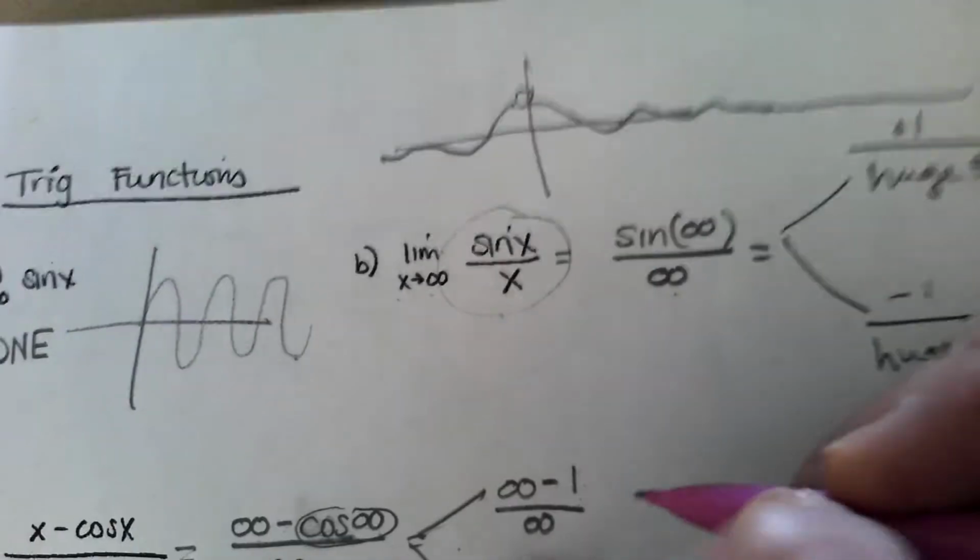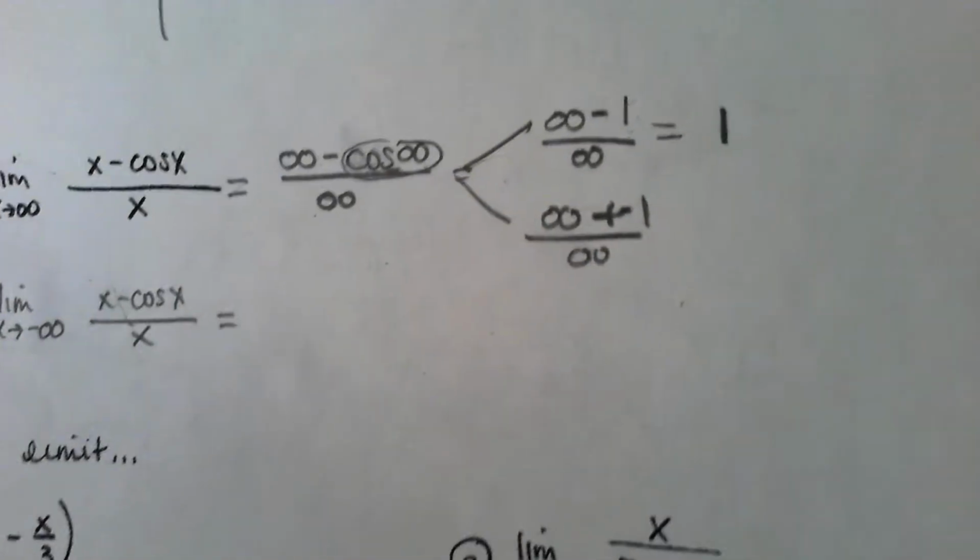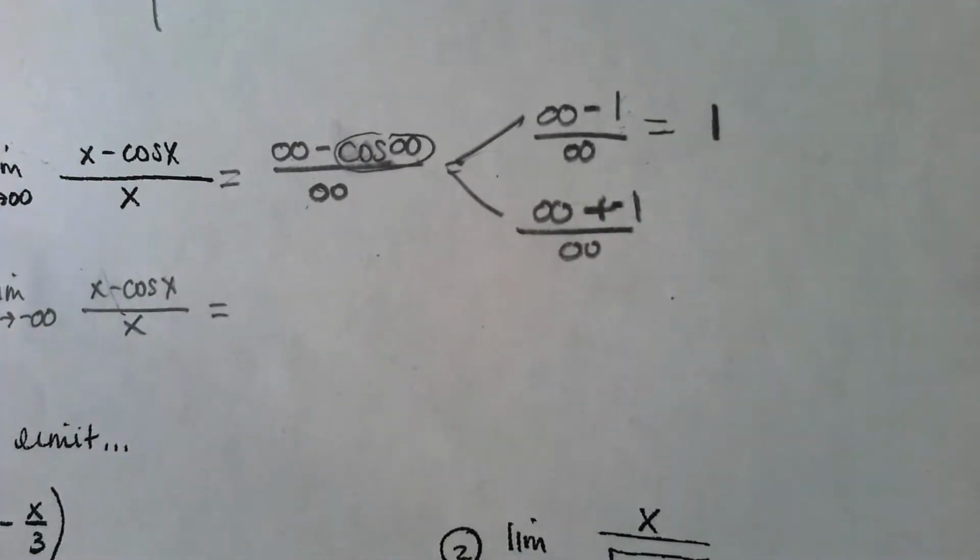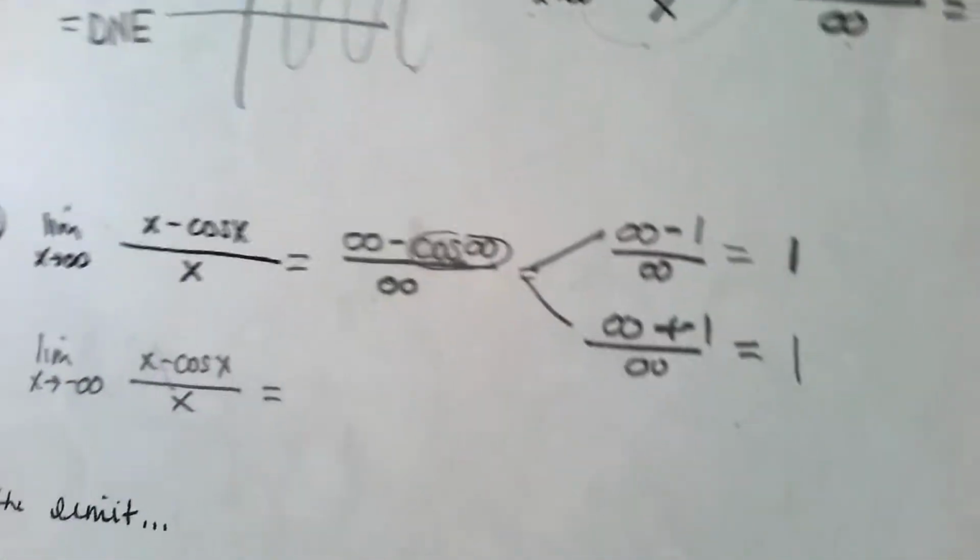Over infinity is 1. If you weren't convinced about that, you could plug in like a 100. You'd get 99 over 100, which is 0.99. If you plugged in 1,000, you'd get 999 over 1,000, which would be 0.999, and so on. And obviously 0.99, then 0.999, then 0.99999 is always getting closer to 1. And then the same is true on the bottom, that the +1 can be ignored. It's just infinity over infinity, which is 1.